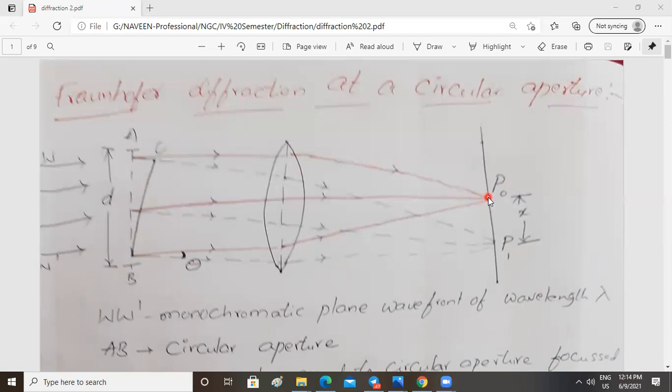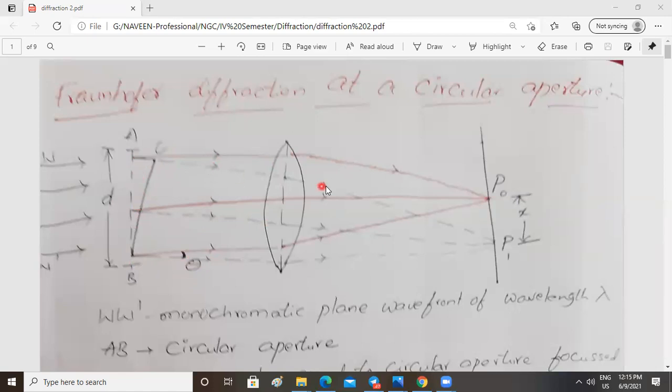It is no issue. But due to this circular aperture, there will be a deviation. It is shown in dotted lines. There will be a deviation of angle. I am considering the wavelets deviated by an angle theta. All the wavelets which are deviated by an angle theta. In those wavelets, I am considering the wavelet coming from A and the wavelet coming from B.